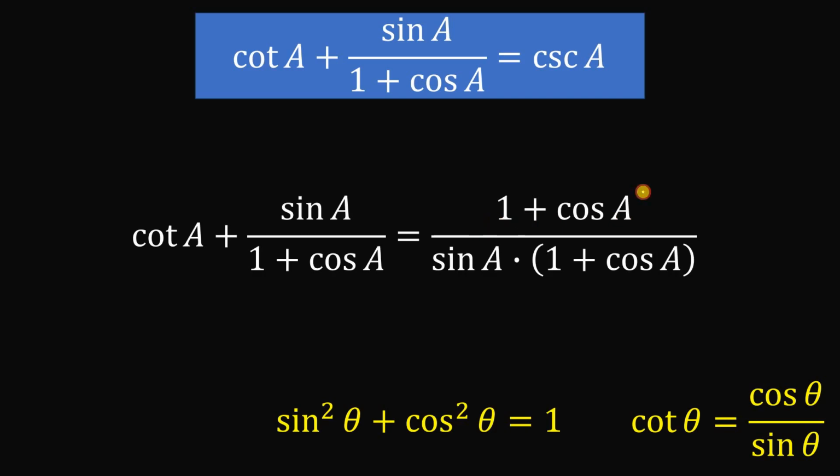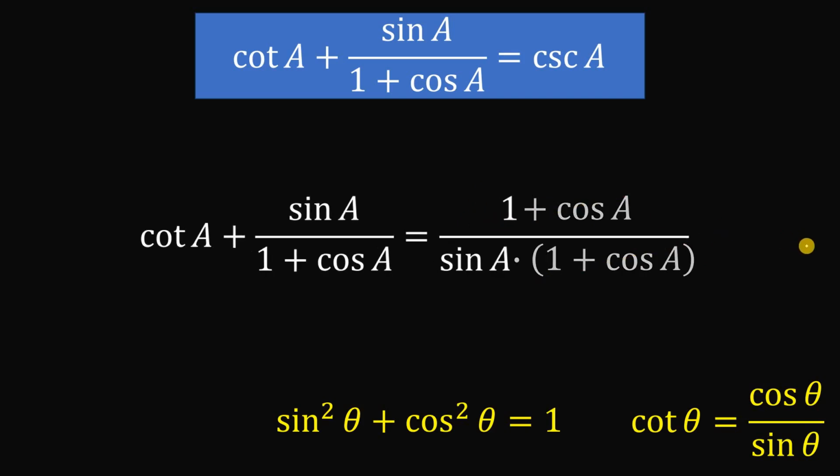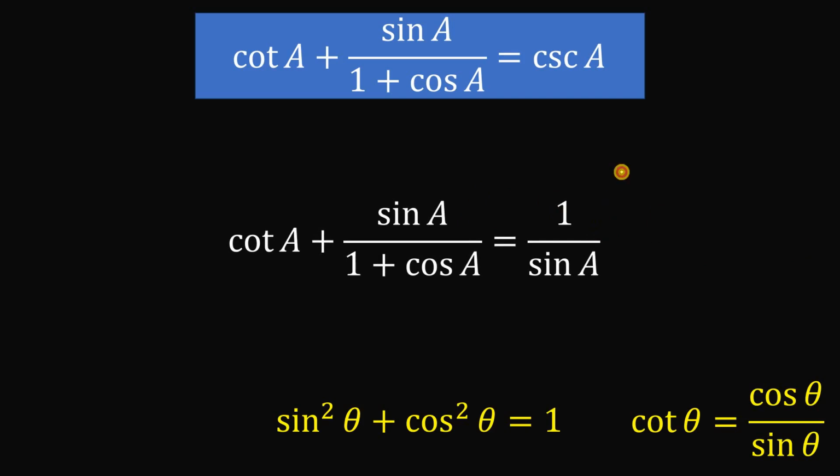Now, we have 1 plus cosine A on the numerator, 1 plus cosine A on the denominator, so we can cancel those factors. Now, what will happen on the numerator? We are left with 1. So the left-hand side becomes 1 over sine of A.